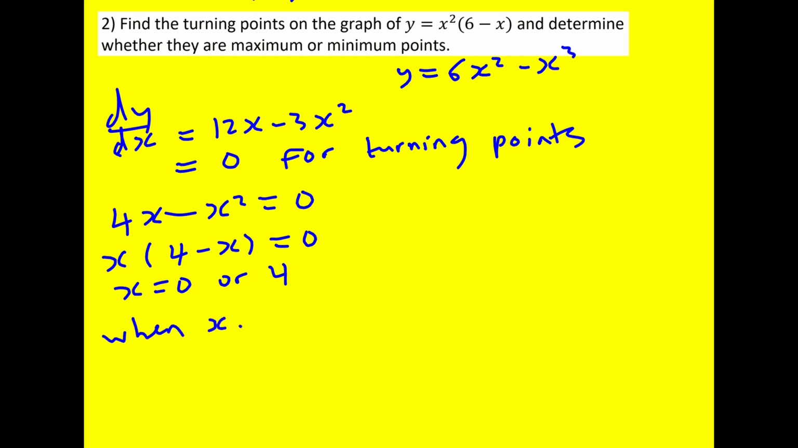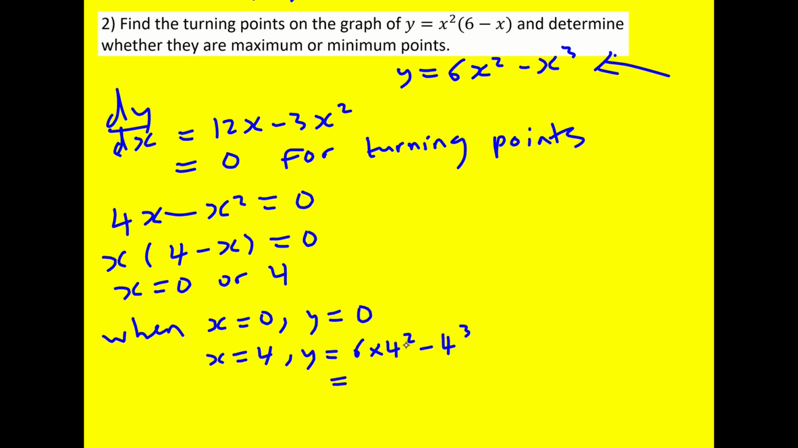Okay, substitute this back in. When x equals 0, y is equal to, right, we're putting it back into here, y is going to equal 0. And when x is equal to 4, y is going to equal 6 times 4 squared minus 4 cubed, which is 6 times 16, that's 96, minus 64, which is 32. Okay, so we've got our other stationary points.